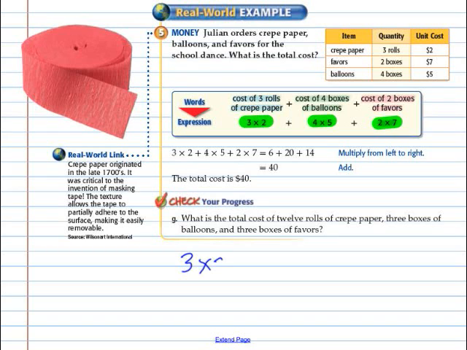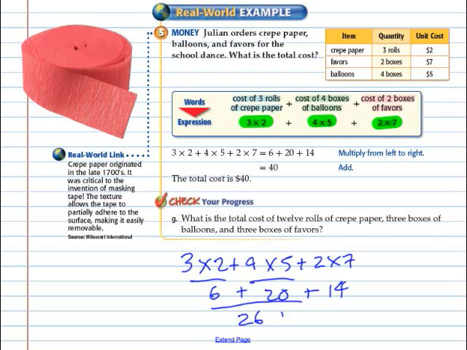If we were to work that out, and I guess we should, we would do 6 plus 20 plus 14. You can see that's what they've done up here. Then we add left to right. 26 plus 14 gives us a value of 40.